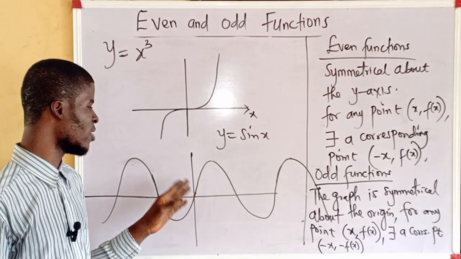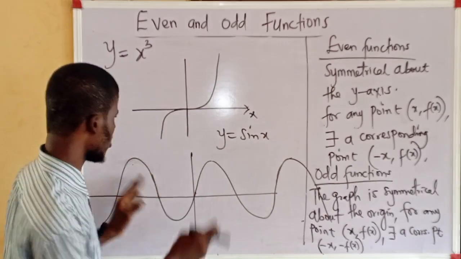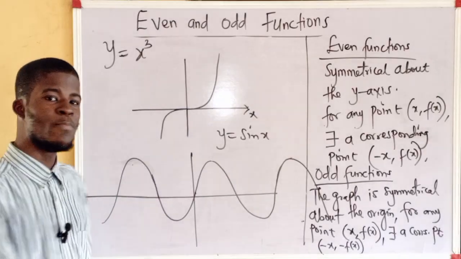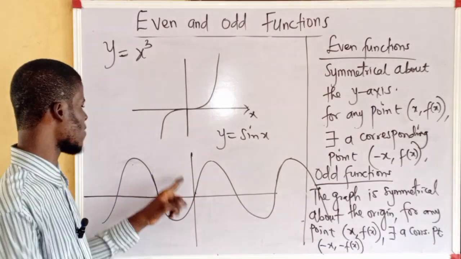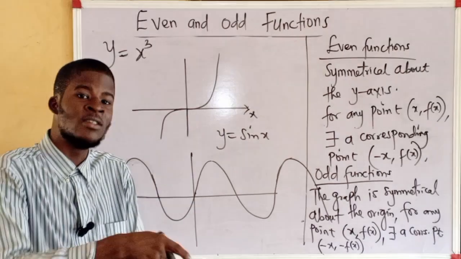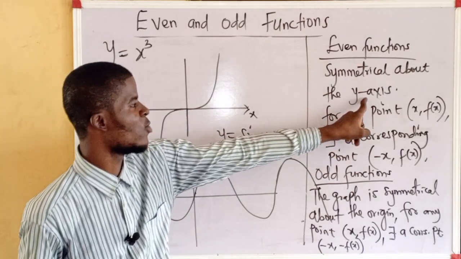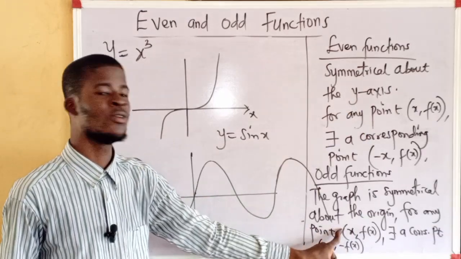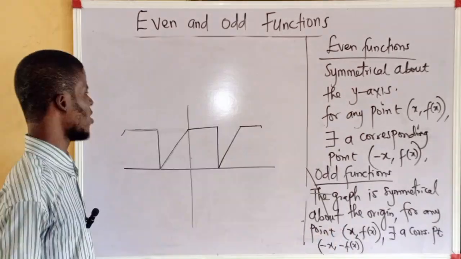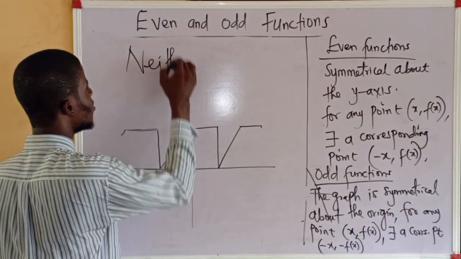If I rotate this graph at an angle of 180 degrees, what I'm seeing now is what I will see. The same picture here is the same picture I will see when this graph is rotated at an angle of 180 degrees. So even functions are symmetrical about the y-axis. Okay, odd functions are symmetrical about the what? The origin.